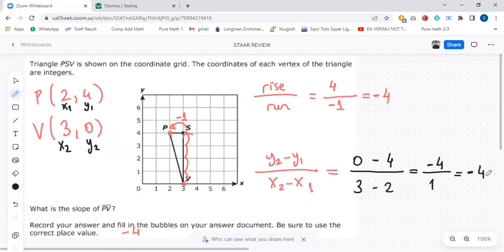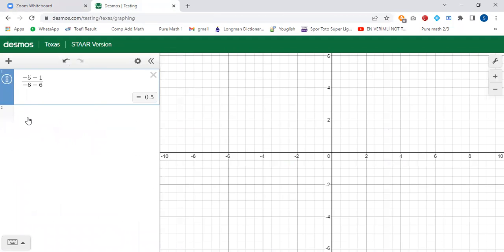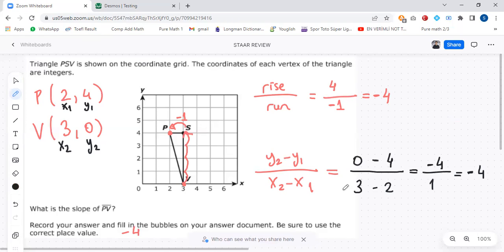So we can also use our calculator. 0 minus 4, 3 minus 2. All right, guys. So 0 minus 4, 3 minus 2. So that's -4, as you can see. All right, let's see the next question.